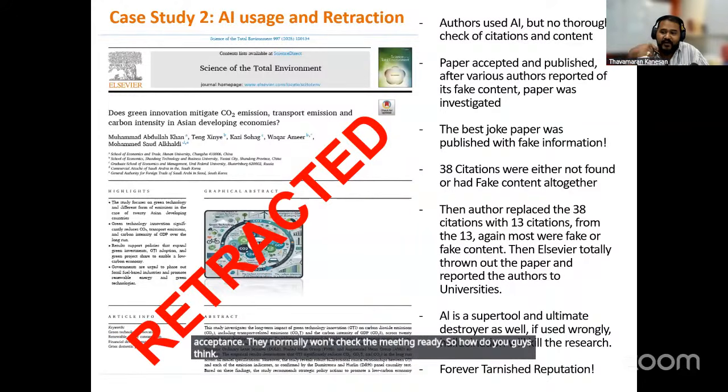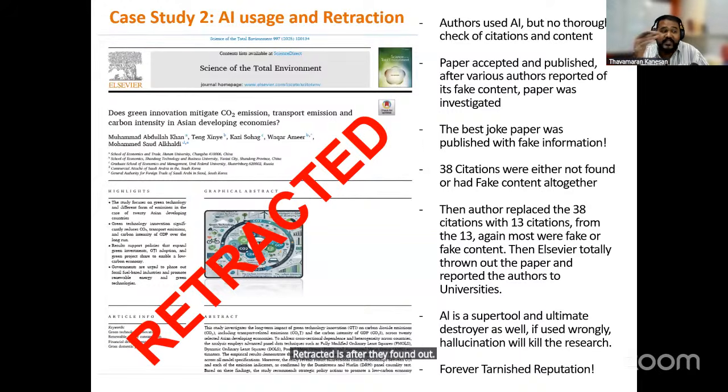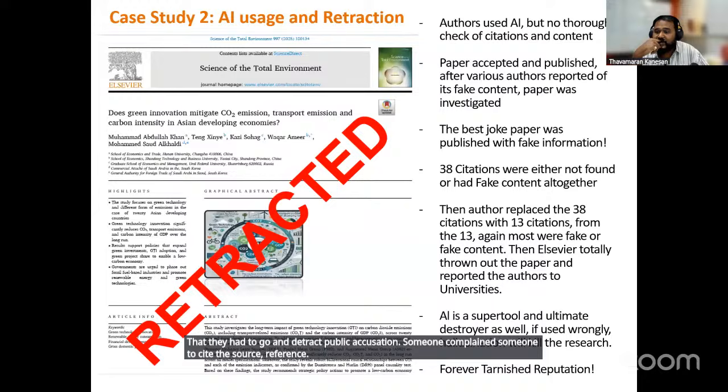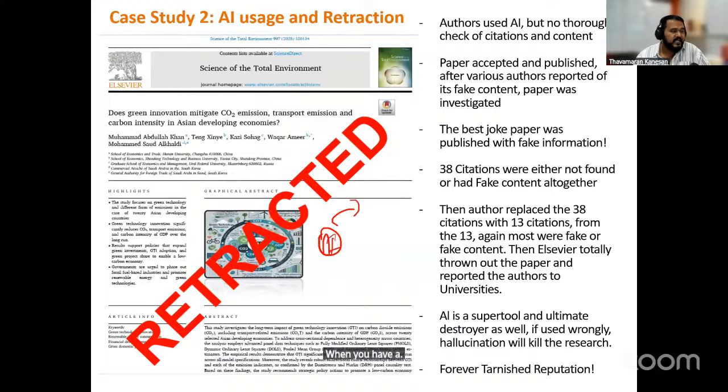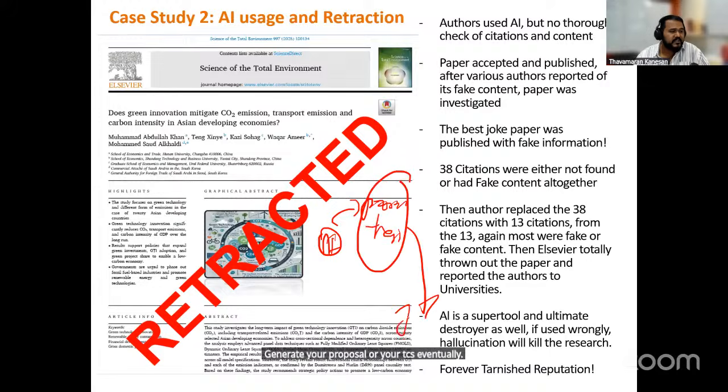Retraction is after they found out. But how do they know that this paper is fake, that they had to go and retract? Public accusation: someone complained, someone wanted to cite the source, a reader, someone reported, someone complained about the referencing, other people complained. Okay, so basically, when you have AI generate your proposal or your thesis, eventually this becomes your journal paper. Yes, your empirical paper, your review paper, everything.